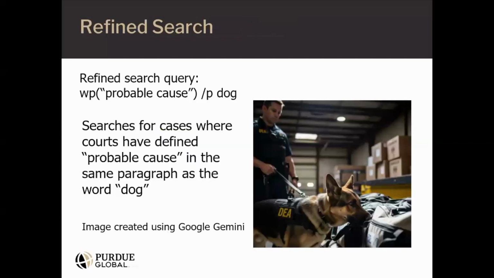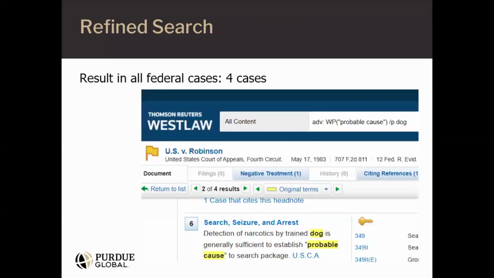And maybe we want to refine our search a little bit. Maybe we want to research for probable cause, and then maybe we want to search just for probable cause in the context of a drug sniffing dog. So I want to search for probable cause as words and phrases, same paragraph as dog. So that searches for words and phrases in the same paragraph as the word dog. And that gives me a lot fewer results. It drops me down from 1,200 to 4 documents. So it gives me 4 cases.